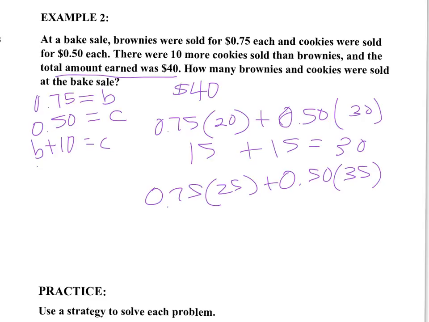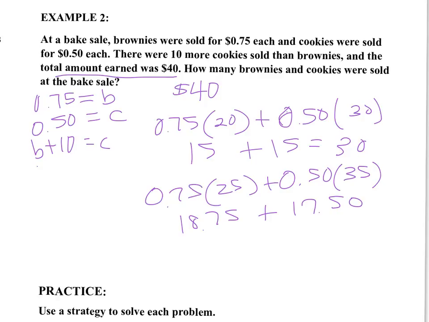So now 75 cents times 25 would be $18.75, plus 50 cents times 35, and that would be $17.50. If I add that to my $18.75, that's $36.25. So again, I'm getting a little bit closer. So I'm going to guess a little bit higher. I'm going to go to 30.